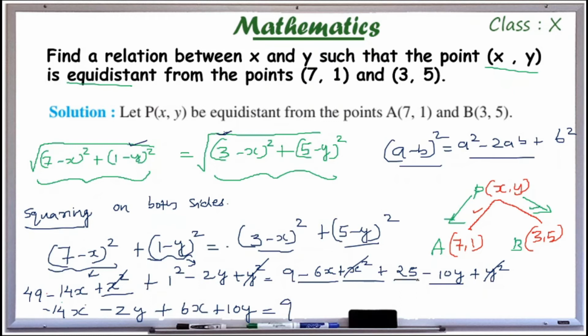9 plus 25. Also I have to move this 49, then it becomes minus 49. Then this plus 1 is equal to minus 1.